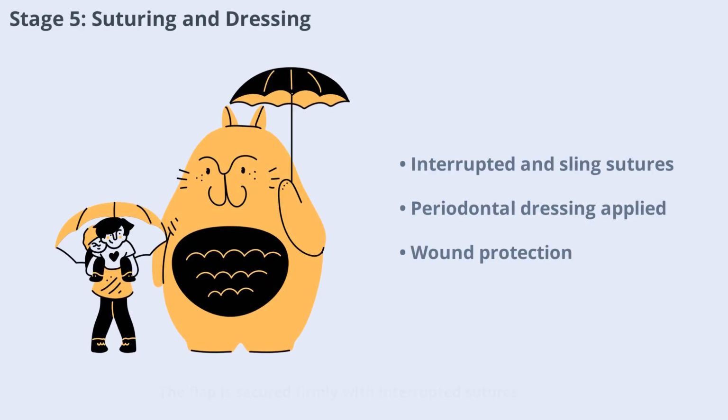The flap is secured firmly with interrupted sutures, and additional sling sutures can be placed to maintain the flap in position. A periodontal dressing is applied to protect the wound during initial healing. These steps ensure stability and promote optimal recovery, minimizing the risk of complications.